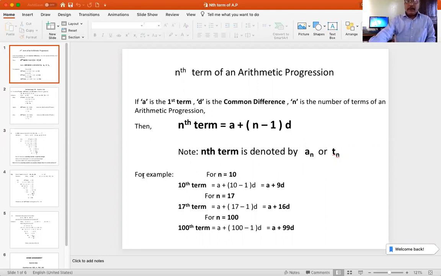Now for example, for an AP which has 10 terms, that is for n equal to 10, the nth term will be equal to A plus (10 minus 1) into D, which is equal to A plus 9D. Again, for an arithmetic progression of 17 terms, that is for n equal to 17, the 17th term will be equal to A plus (17 minus 1) into D, which is equal to A plus 16D. Again, for an AP which has 100 terms, that is n equal to 100, the 100th term will be equal to A plus (100 minus 1) into D, which is equal to A plus 99D.